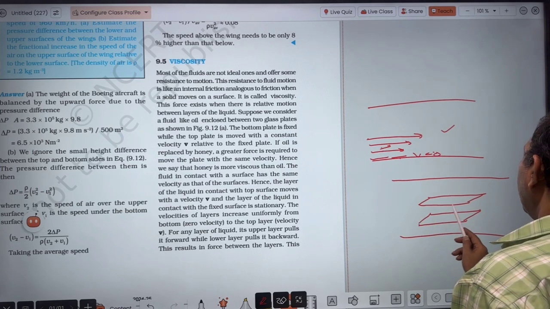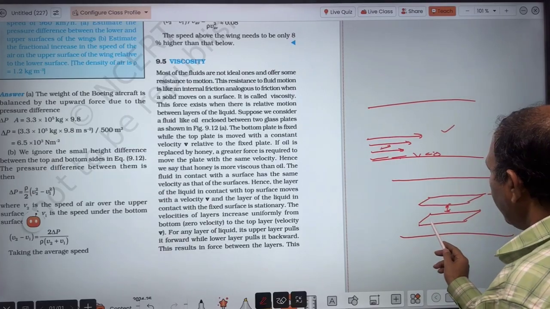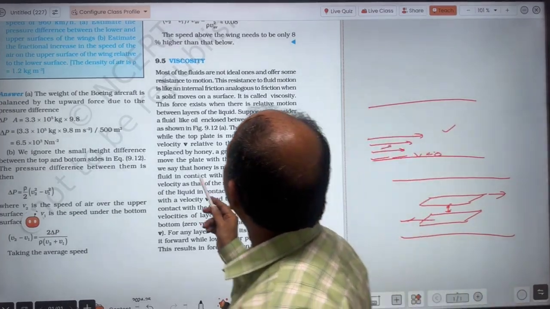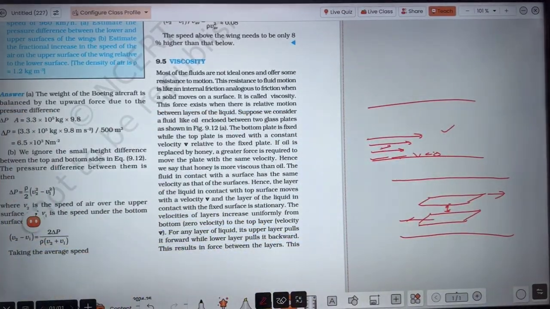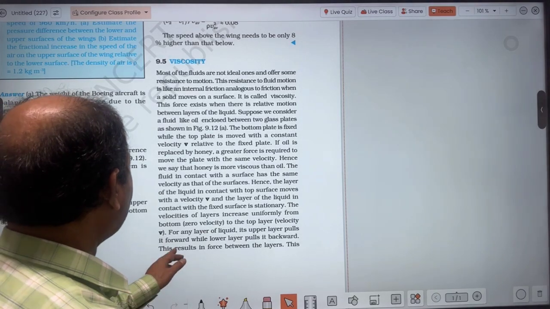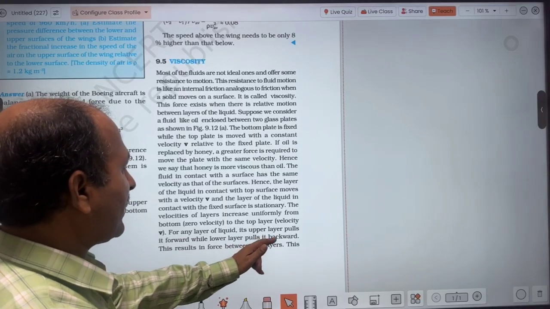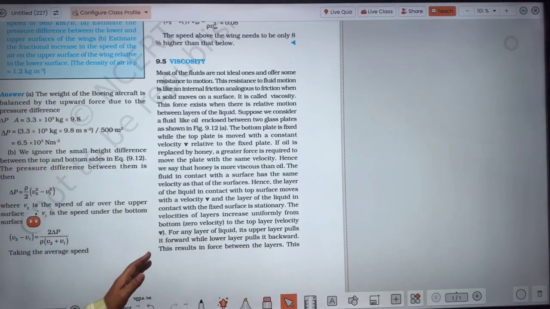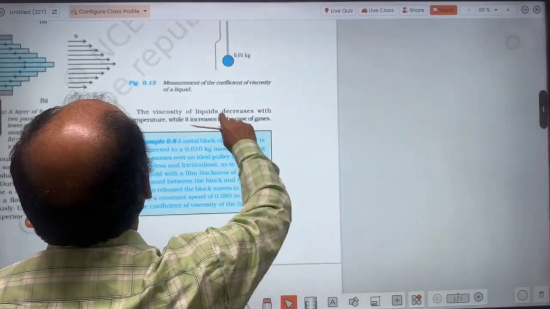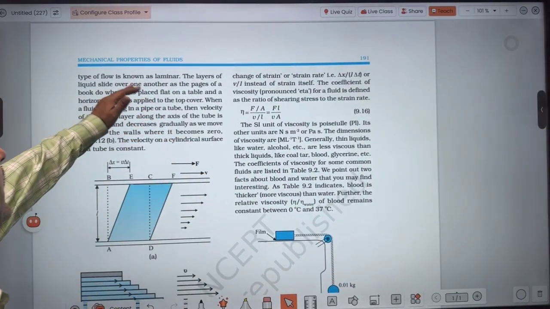So these layers will exert a drag. If it is moving forward, there will be a forward force, and this layer will try to pull this layer back, right? So this type of force is considered as viscous force. So here we are considering the same thing. For any layer of liquid, its upper layer pulls it forward while the lower layer pulls it backward. This results in force between layers, and this type of flow is known as laminar.